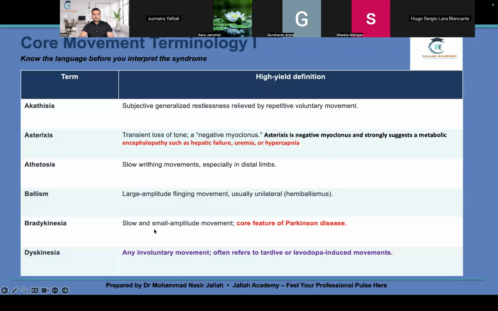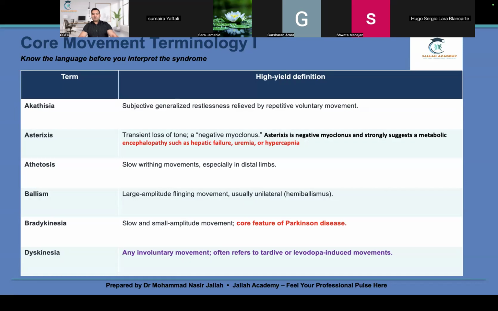Apply high-yield MCQ1 terms. What is akathisia? They probably give you a scenario and ask you, what is this term called? Subjective generalized restlessness relieved by repetitive voluntary movement.